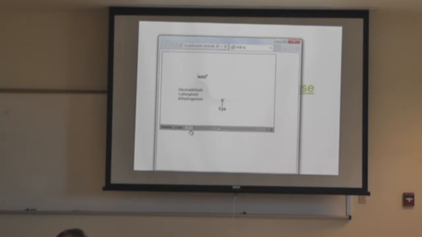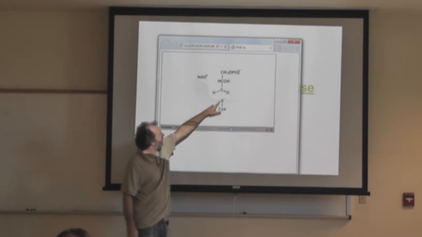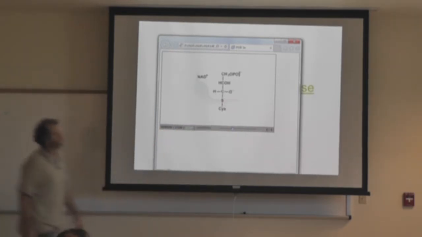So where are we? We'll play this. There's your glyceraldehyde 3-phosphate. It comes in and binds at the active site. If we hit continue, the sulfhydryl on the cysteine attacks that carbonyl. You get a tetrahedral intermediate.